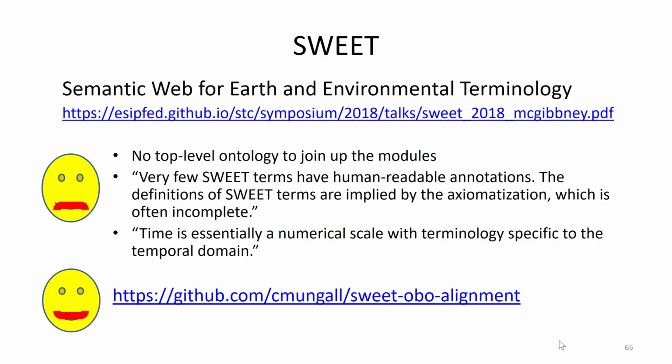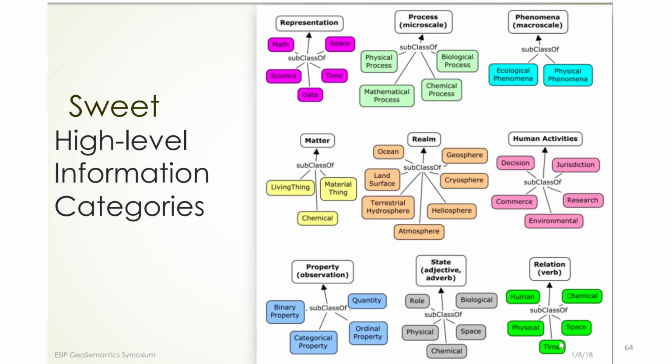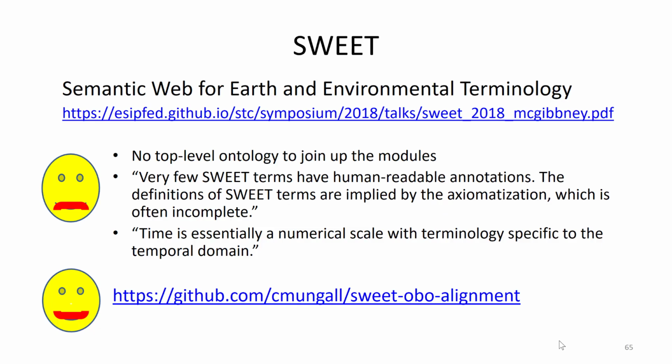SWEET, Semantic Web for Earth and Environmental Terminology. Developed by the Jet Propulsion Lab, it doesn't have a top level. It has just a series of small, light ontologies. It was used for some years by the Jet Propulsion Lab. It still exists. It doesn't have a top level. There is no top level in SWEET. Very few SWEET terms have human readable annotations, so there are no definitions, practically speaking. All of that is bad news for SWEET. This is an example of what you get if there is no shock and awe.